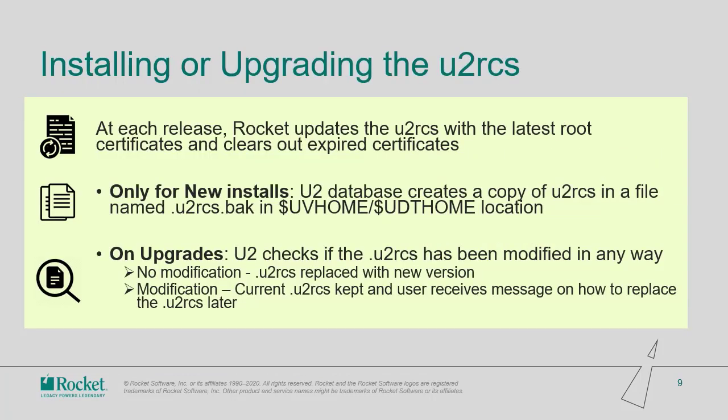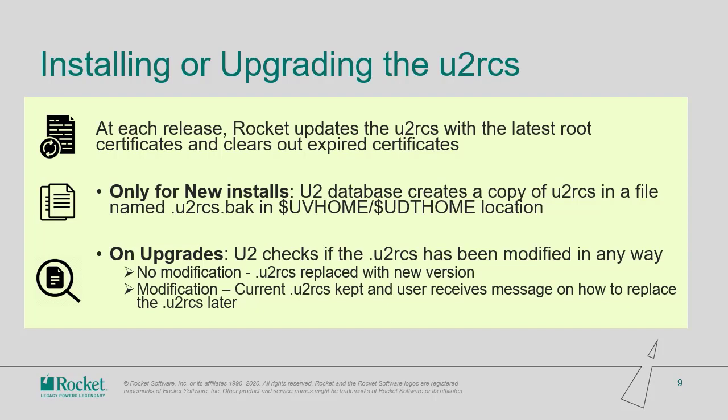Usually with each point release, Rocket will update the U2 RCS with the latest root certificates and clear out expired certificates in there. So what happens on new installs of a U2 database is it creates a copy of the U2 RCS, a file named .u2rcs.back. That's in the same UV home or UDT home location.